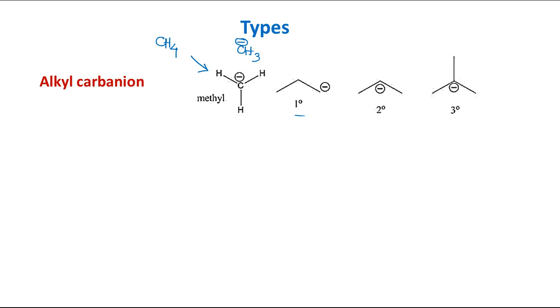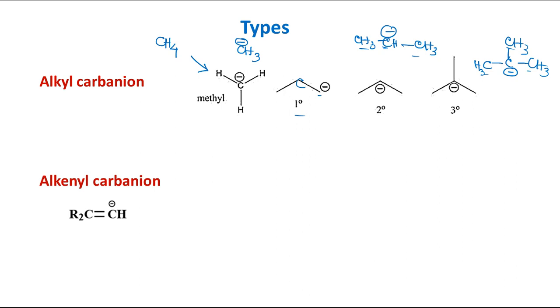This is a 1 degree carbanion, because this carbon is attached to only one carbon. Then we have a 2 degree carbanion. So this is basically CH3, CH with a negative charge, and CH3. Now this carbon is attached to 2 carbons, so that is 2 degree. And the last one, C negative, is attached to 3 CH3 groups. So this carbon, which is carrying the negative charge, is attached to 3 more carbons, so that is why it is 3 degree. So all these are examples of alkyl carbanion.